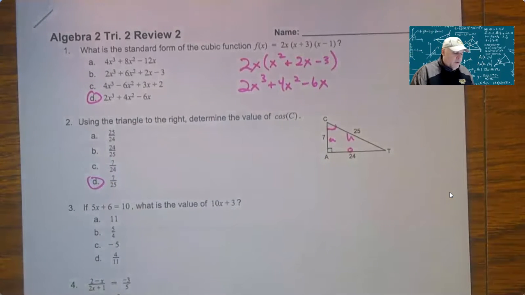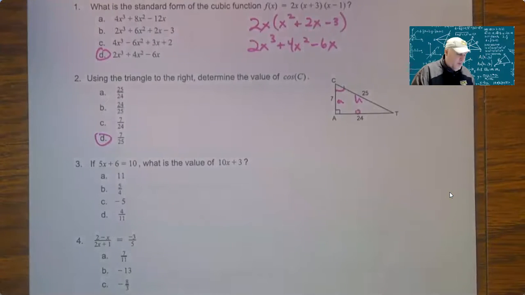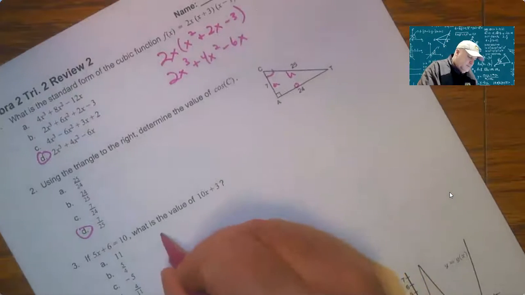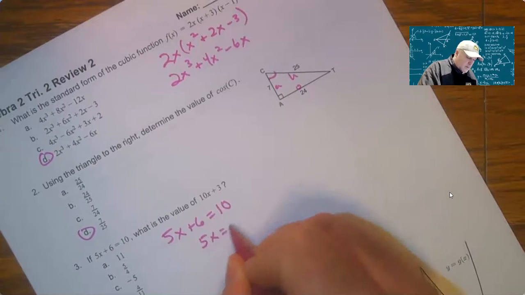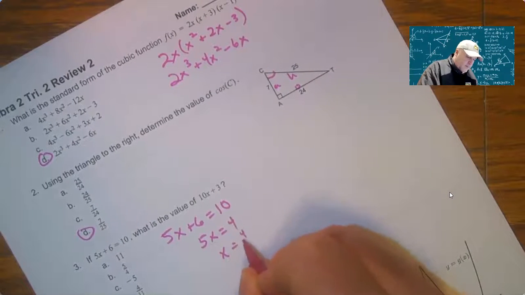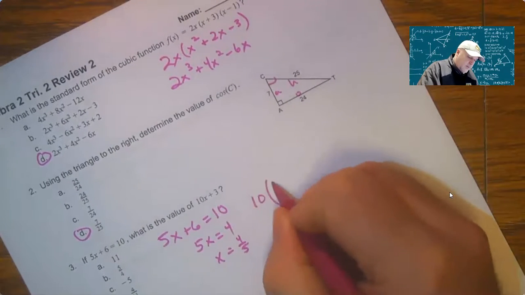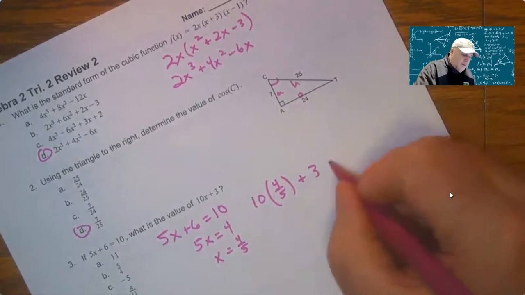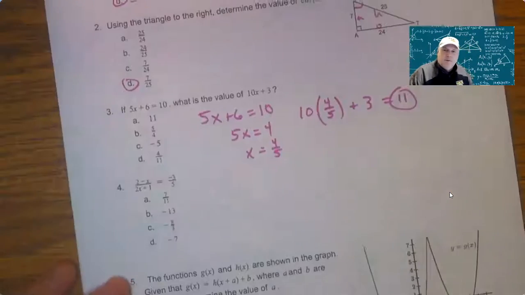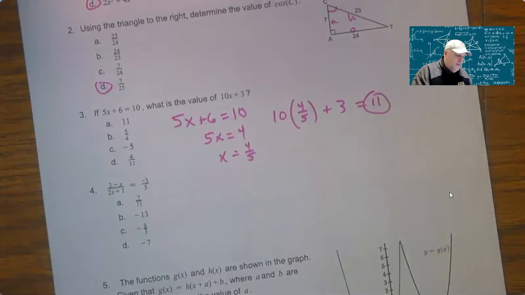Okay, if 5x plus 6 equals 10, what is the value of 10x plus 3? So solve for x first. X is 4/5. So 10 times 4/5 plus 3, and that would be 11. 40 over 5 is 8. 8 plus 3 is 11.